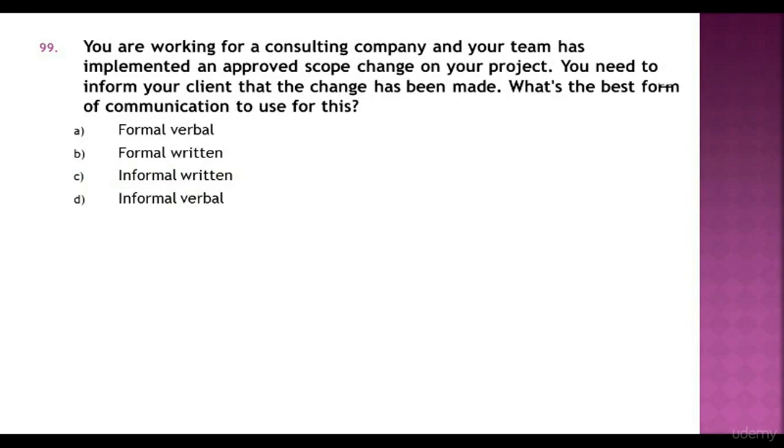Question 99. You are working for a consulting company and your team has implemented an approved scope change on your project. You need to inform your client that the change has been made. What's the best form of communication to use for this? Formal verbal, formal written, informal written, informal verbal. Answer B is the correct choice. Formal written.